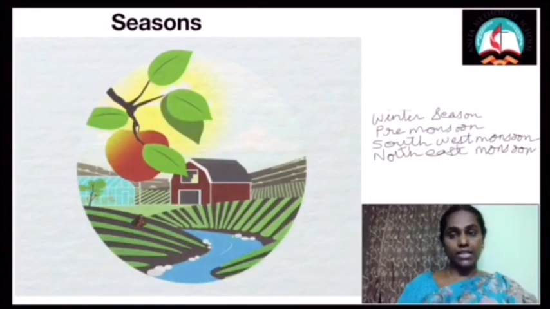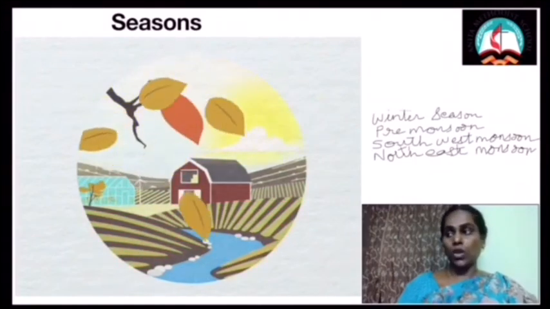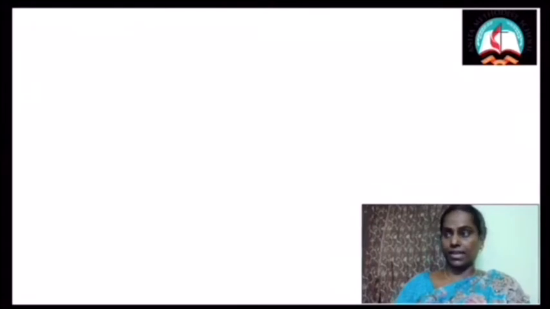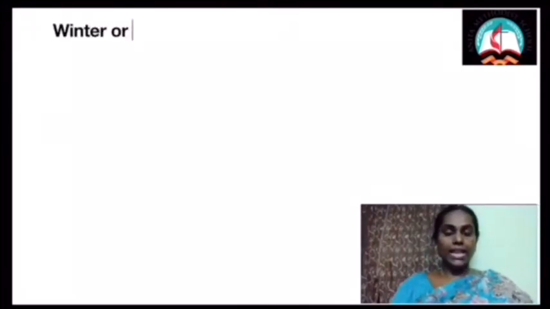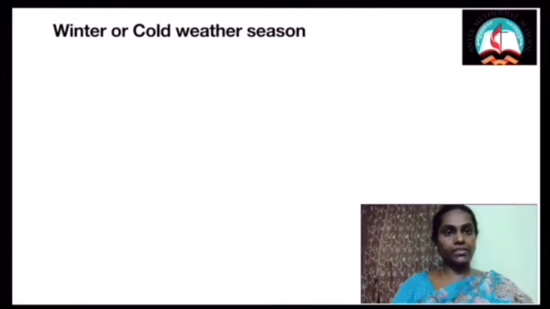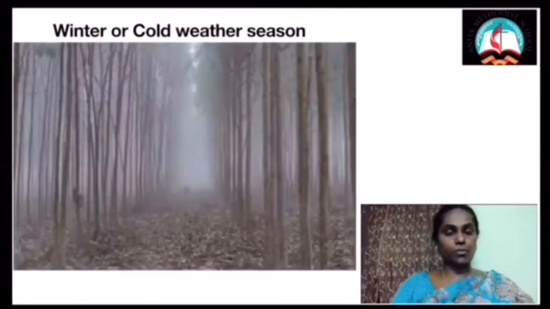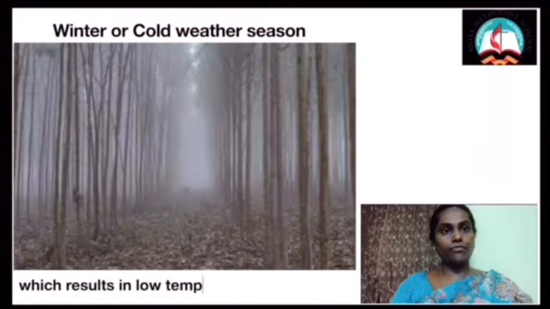Now let's learn about winter or cold weather season. During this period, the vertical rays of the sun falls over Tropic of Capricorn, which is far away from India. Hence, India receives the slanting sun rays, which results in low temperature.